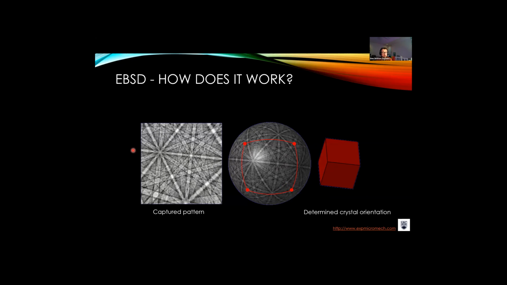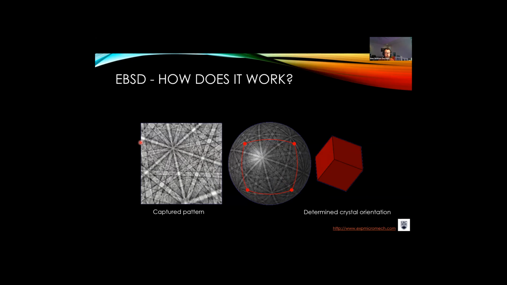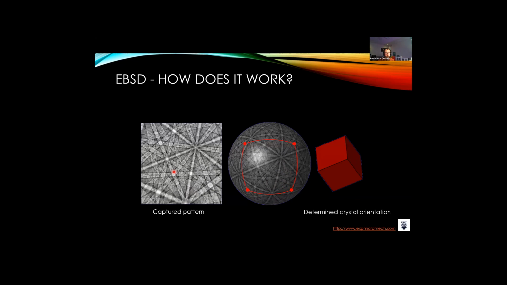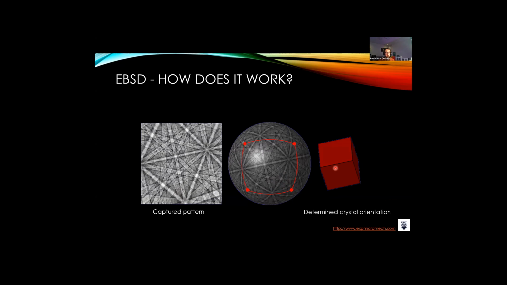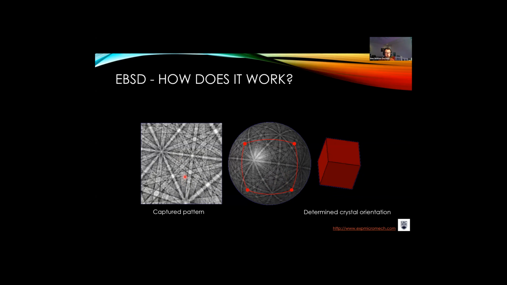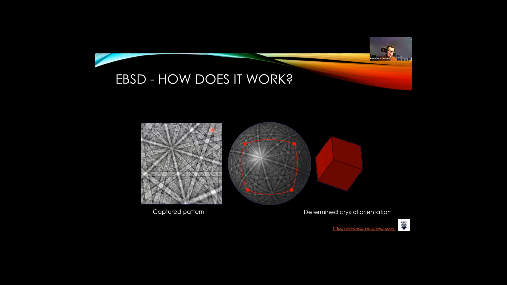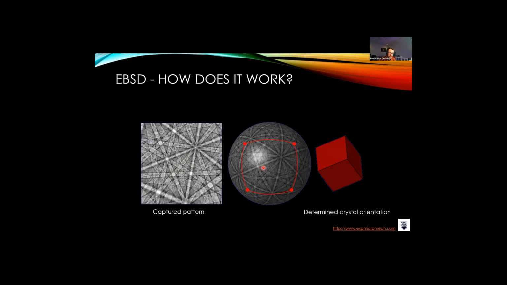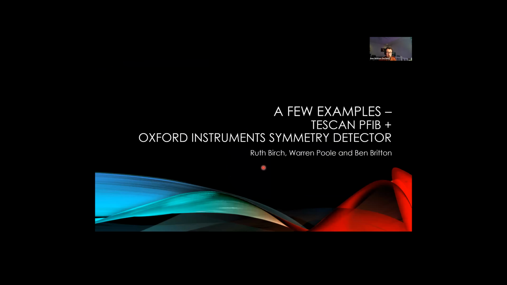The simplistic bits of the EBSD technique is we capture a diffraction pattern on our screen. This is what the screen shows, and this pattern is directly encoded to the crystal orientation. As the crystal rotates, the pattern moves across the screen. Basically, we then interpret this pattern automatically to get the crystal orientations. Here are just a few examples from our TESCAN PFIB with our Oxford Instruments Symmetry S2 detector, and this is largely the work of Ruth Birch.